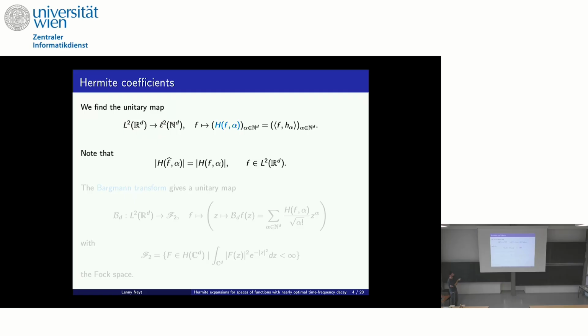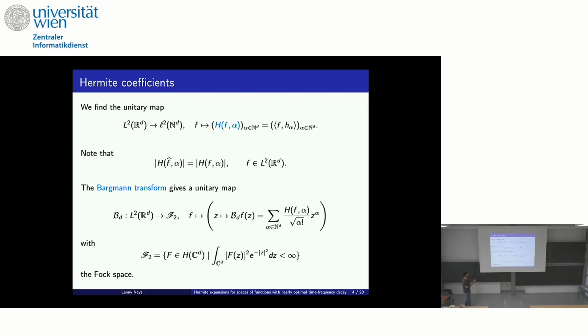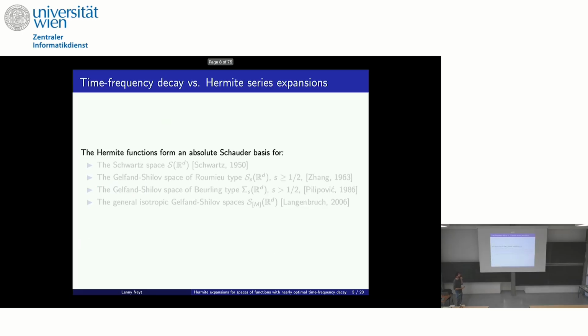But what we also have, in this general context of the Hermite function, is this nice transform allowing us to map L2 into the Fock space using the Bargmann transform and having then its expansion using the Hermite coefficients of F. Actually we have an integral transform representation of this transform, but of course you can also define it like this into the Fock space, which has this Gaussian decay with respect to the complex parameters. But then let's look at time frequency decay.